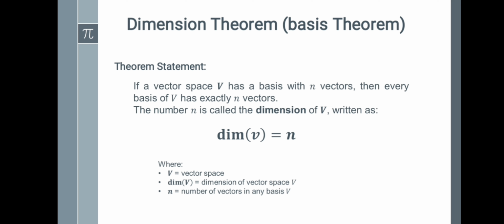Okay, next up class, my co-reporter will show you examples of how to use the basis theorem with the formula dim V = n, where V is the vector space, dim V is the dimension of the vector space, and n is the number of vectors in any basis of V. So thank you for listening.